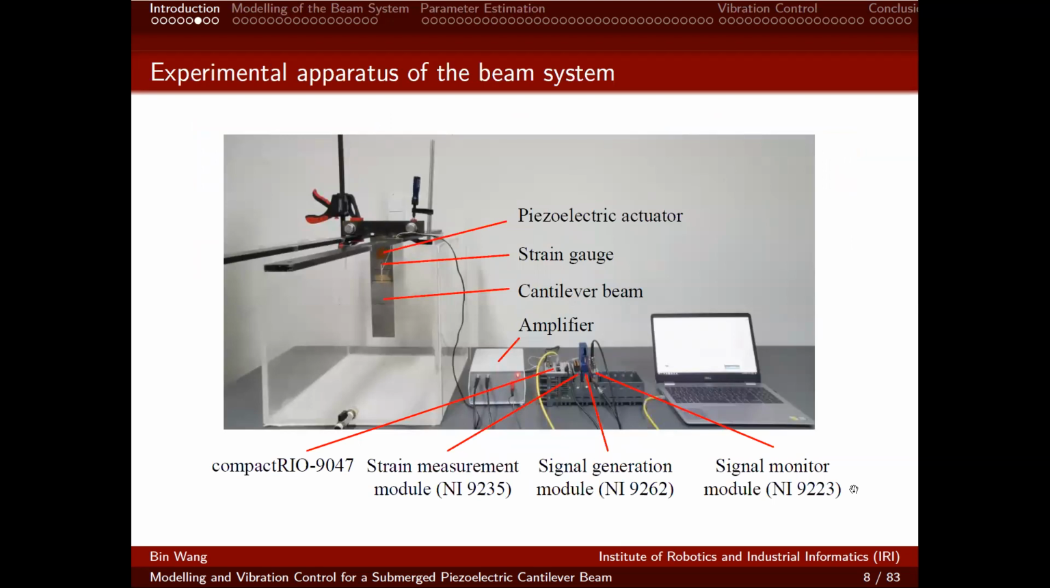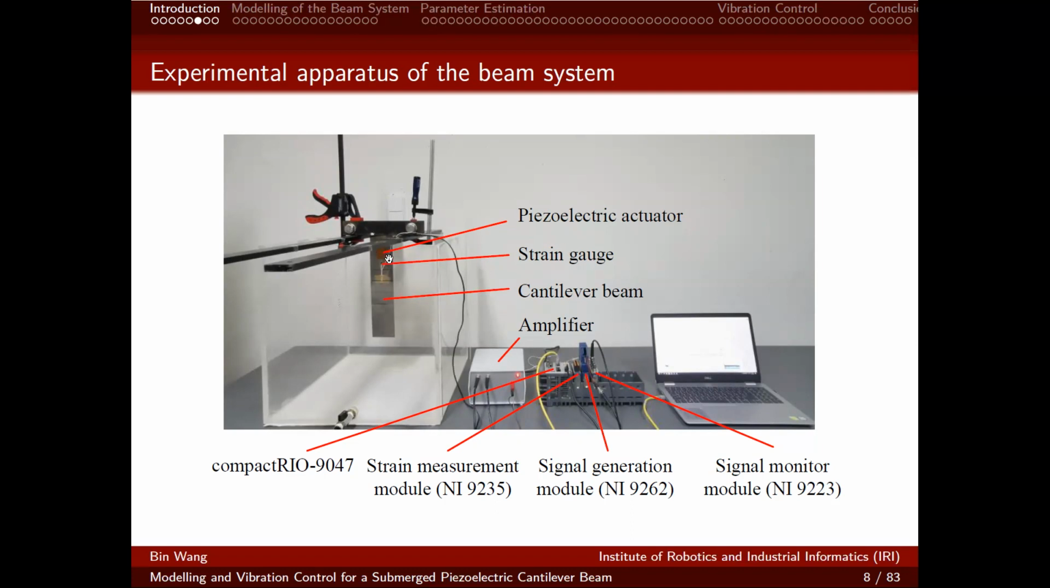The experiment test bench is this one. So we have a cantilever beam vertically placed in the cubic tank. Why do we put it vertically? That's because in this manner, we don't need to consider the gravity force, which is more convenient for us to study.